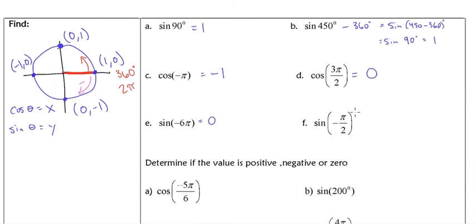Last one, sine of negative pi divided by 2. Remember that pi is halfway around the circle, and so half of that is a quarter turn. We're going negative 1/4 around the circle to the point 0, negative 1. And sine is our y value. So what is the y value there? It's negative 1. All right, hope that helps.